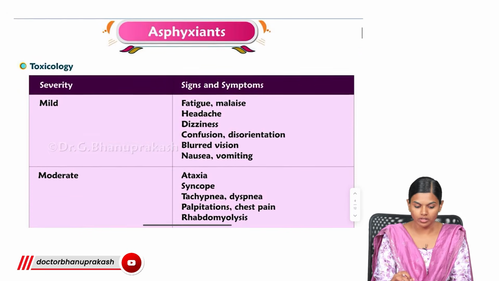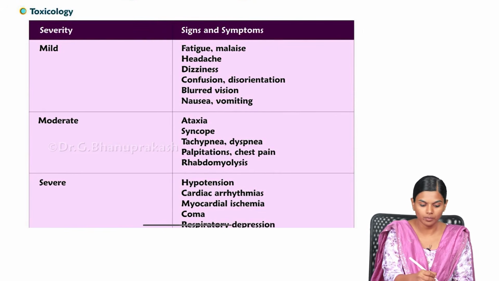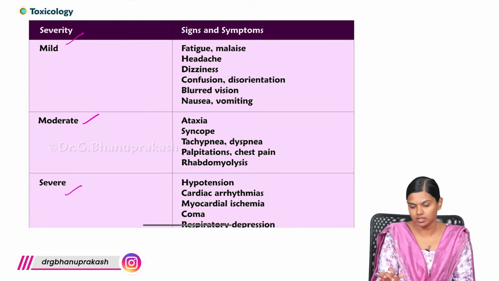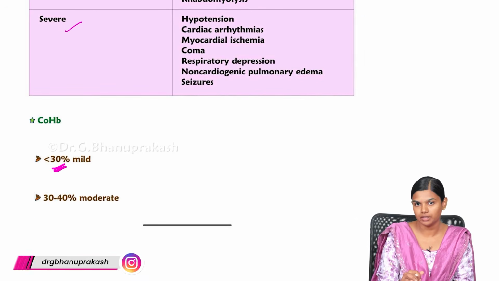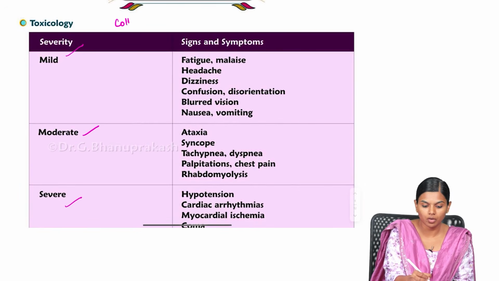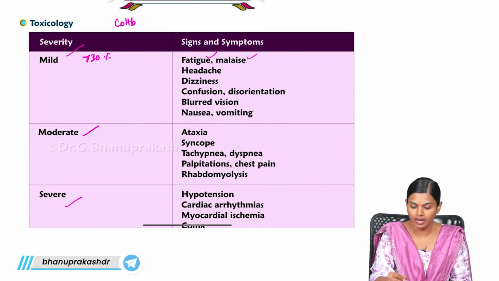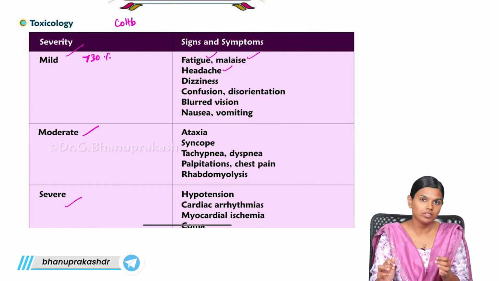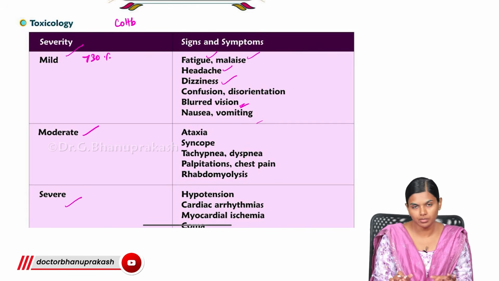When you get carbon monoxide toxicity, you can divide it by severity into mild, moderate and severe, depending upon the signs and symptoms. When it is mild, your carboxyhemoglobin level will be less than 30% in your blood, and there will be fatigue, malaise and headache. This is how it initially starts: headache, fatigue, dizziness, confusion, blurred vision, nausea and vomiting. This is how mild symptoms start.